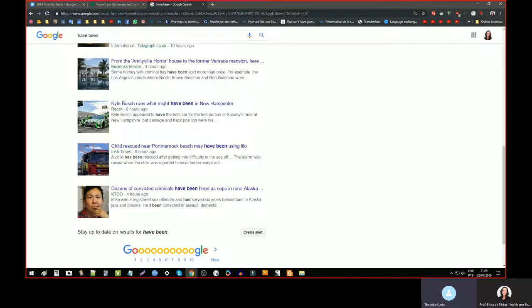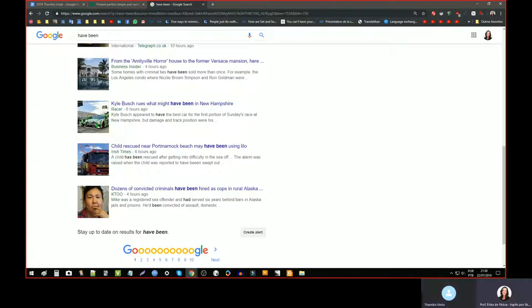Yeah, and I think it makes sense because they talk about the event. The emphasis is on what type of event happened, or even if it's happening until now. It's not the action itself, the continuation of the action. But here, for example, I have "may have been using," right? And here there is even the modal verb "may" to show possibility.